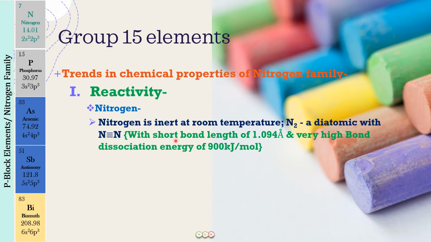As a result of this, the nitrogen molecule has a very short bond length of 1.094 Angstrom. You need not remember the values, only the understanding of the concept is important. So why does it have a short bond length? Because of the presence of a nitrogen triple bond. And also because of the nitrogen triple bond, there is a very high bond dissociation energy of 900 kilojoules per mole. Breaking one bond requires less energy, breaking two bonds requires more energy, and breaking three bonds requires a lot of energy. So that means it has a high dissociation energy.